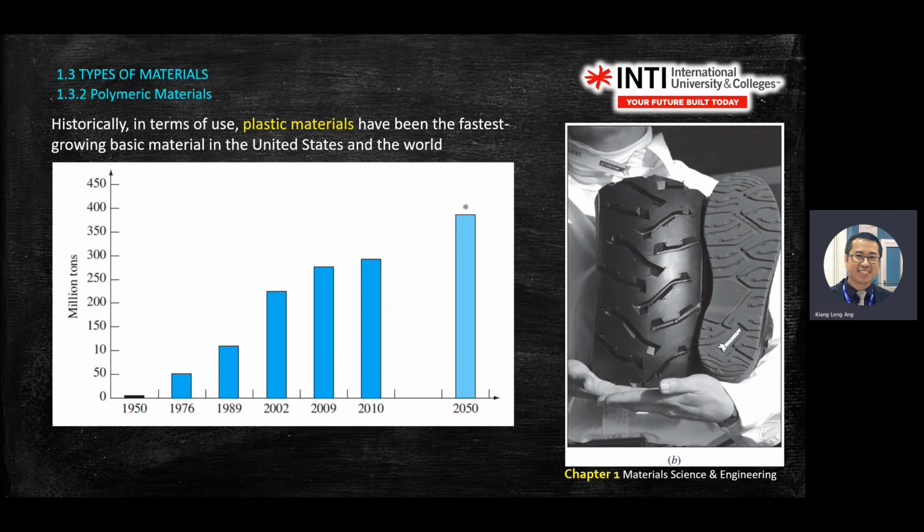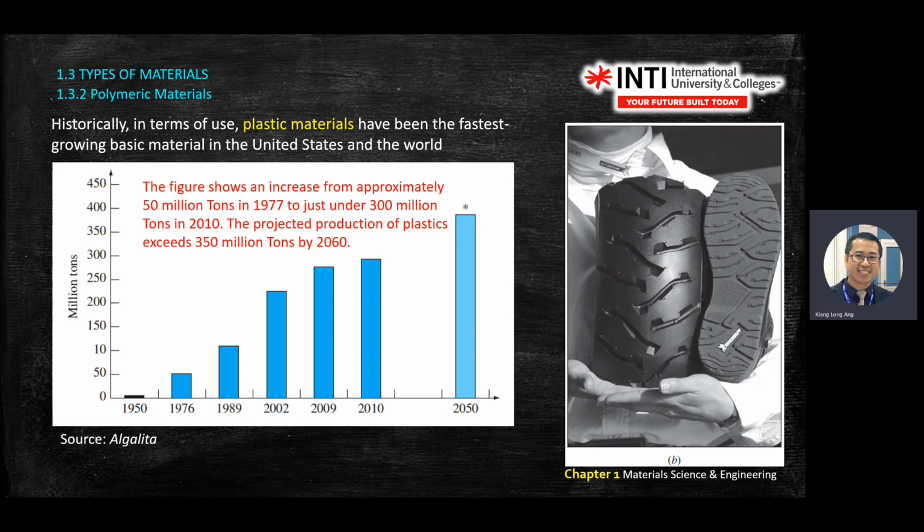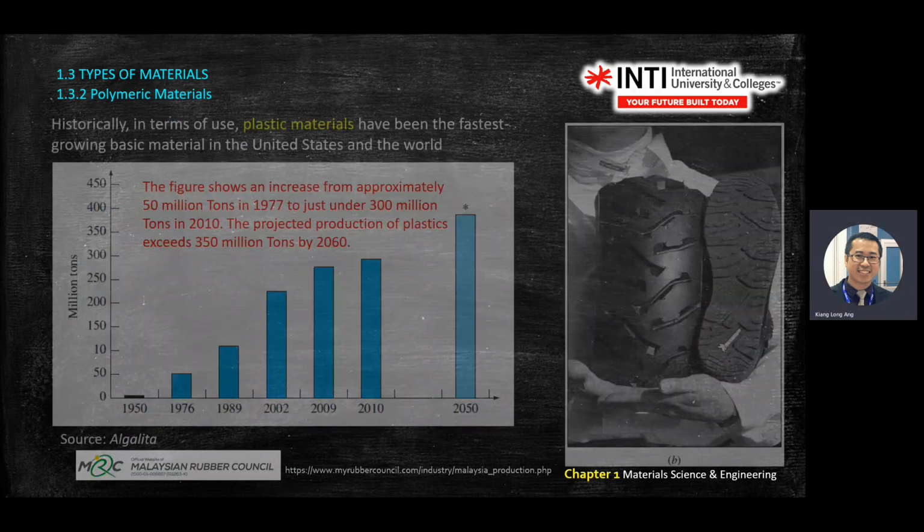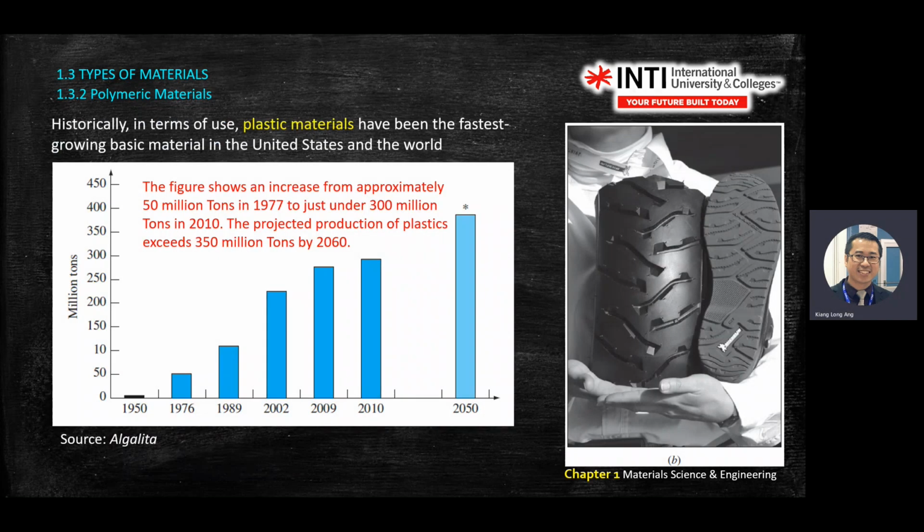So these are a few statistics from the textbook. There's increasing usage of polymeric material. This one you can read, but the idea is that the usage is increasing.